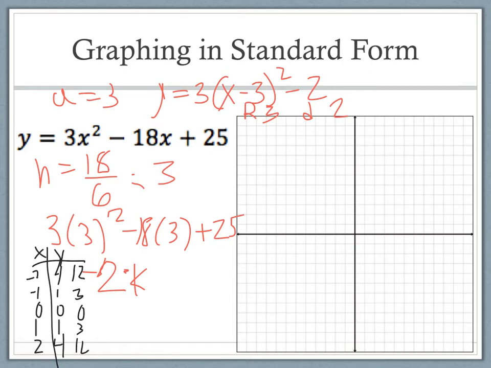Now I know I'm going to go to the right 3, down 2, so I'm just going to start at right 3, down 2. And I'm going to plot my points: over 1, up 3, and over 2, up 12. Then do the other side, and then graph in that parabola. If you did the parent function and shifted, that works as well. I just skipped a step and shifted it over to start with.